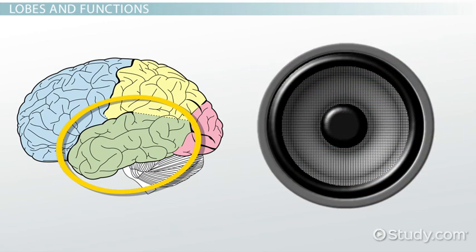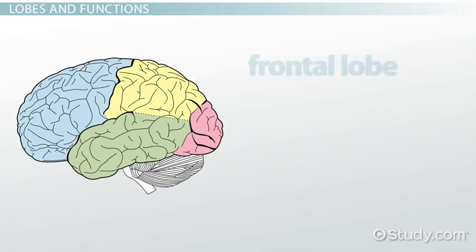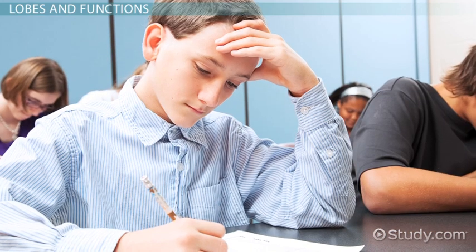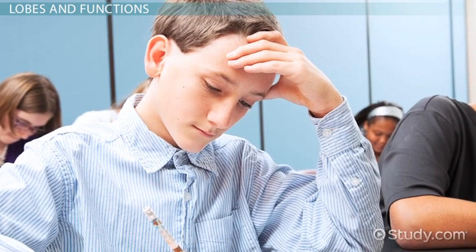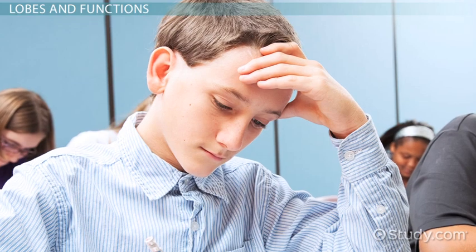If you hear a loud tempo or beat, you may cover your ears, thus blocking the sounds from getting to your temporal lobe. The frontal lobe allows you to solve a complex task, undergo voluntary movement of your body parts, form complete sentences, and is responsible for your personality traits. Think about the last time you had a difficult exam. What was your first reaction? You probably put your elbow on the table and your hand on your forehead, precisely where your frontal lobe is located.